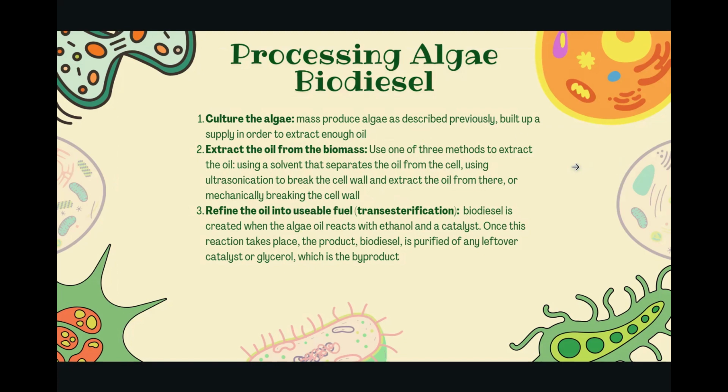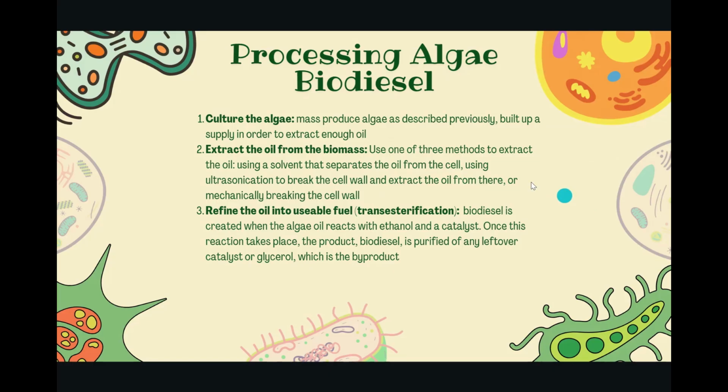First of all, you want to culture algae. You want to produce algae in mass and make sure it's the correct species that will produce the correct amount of oils without having to put too much energy into cultivating it. Once you have cultivated enough algae that will produce enough oil, you're going to extract the oil.